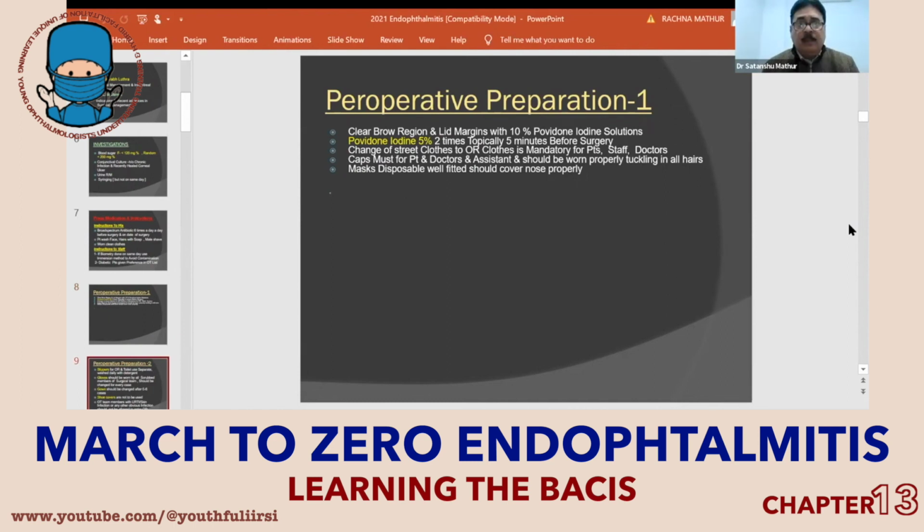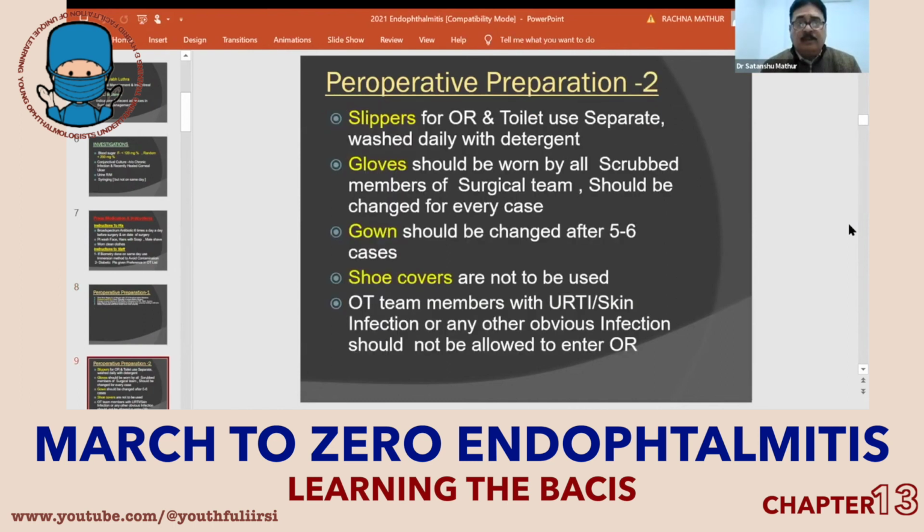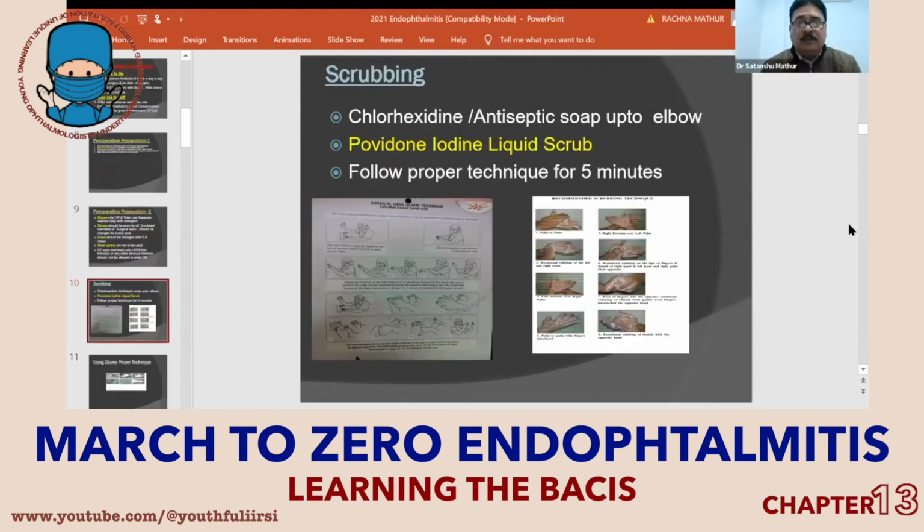This is scrubbing, very important. This chart should be hung over the scrub area. Then they have to scrub for at least 5 minutes. If this is hanging over the scrub area, they will take care of it. Chlorhexidine antiseptic soap or povidone iodine liquid scrub should be done properly for 5 minutes. If you check, you go in the OT tomorrow, you will see.